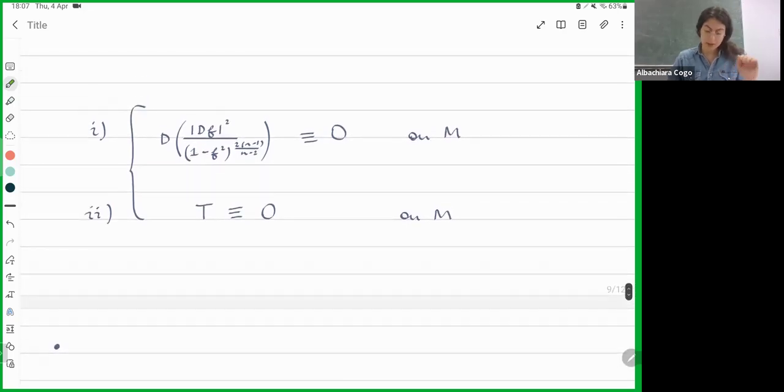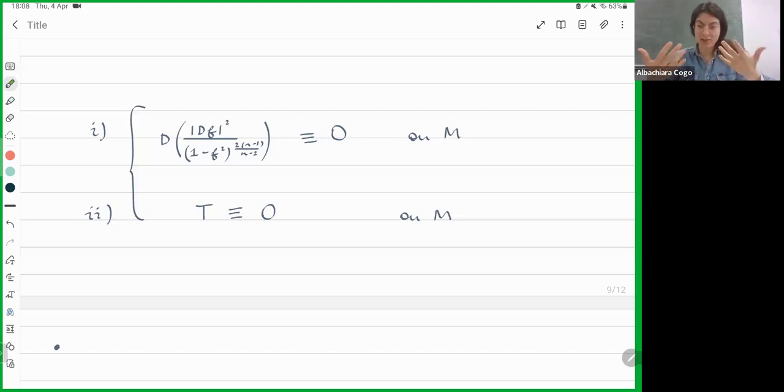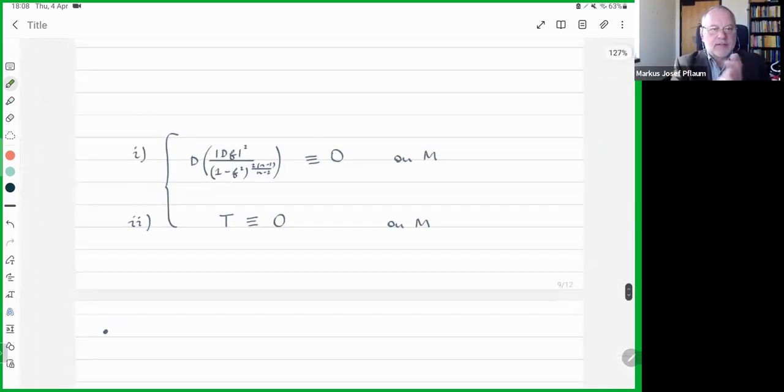Okay, maybe I can stop here for questions, and we can talk about it if somebody is interested in how to use the T tensor being 0 to get the rotational symmetry. But yes, this is the main idea of the whole theorem. I will stop here. Thank you very much.